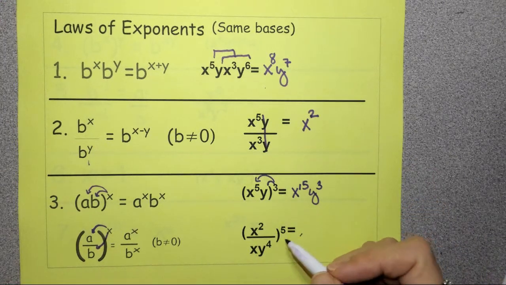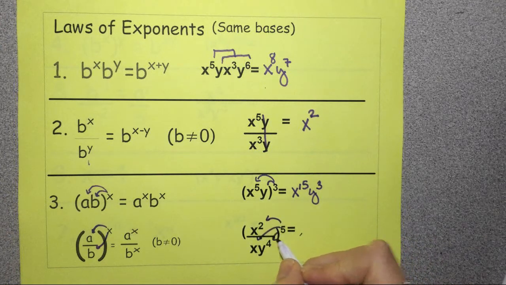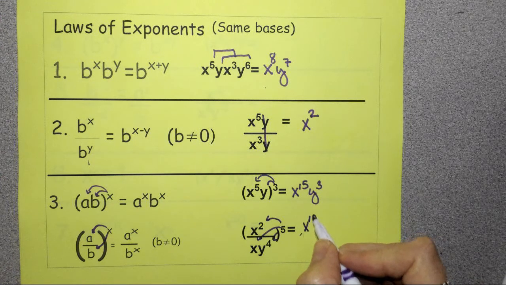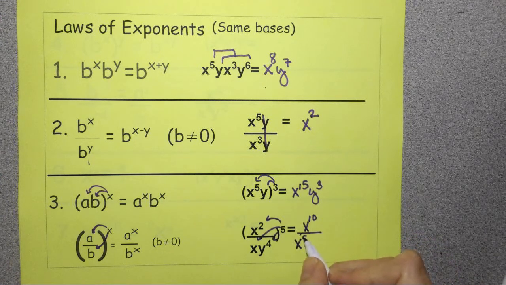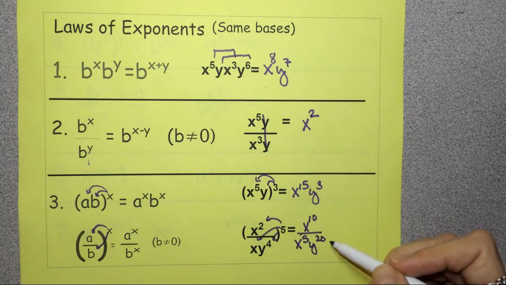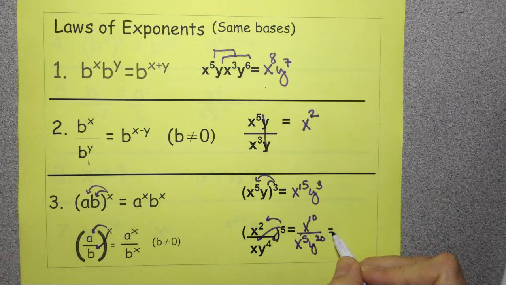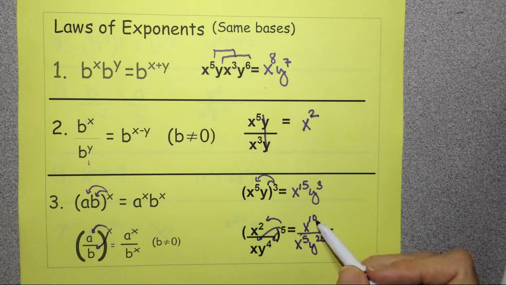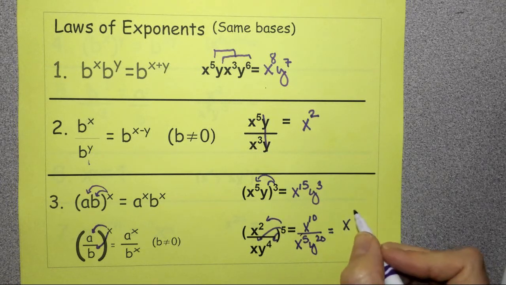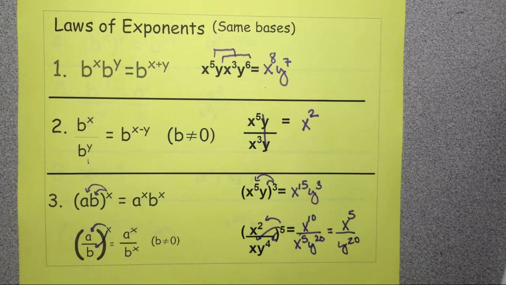Down here on this bottom problem, I'm going to distribute the 5 to the top and everywhere on the bottom. So we get x to the 10 over x to the 5th, y to the 20th. Then I'm going to go one step further and go do my division rule, because I see that I have x's on top and bottom. I have more x's on top, so 10 take away 5 is going to give me x to the 5 on top. And I have a y to the 20 on the bottom.